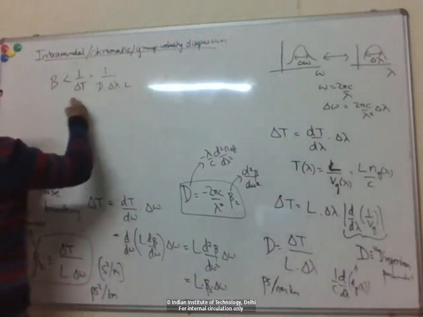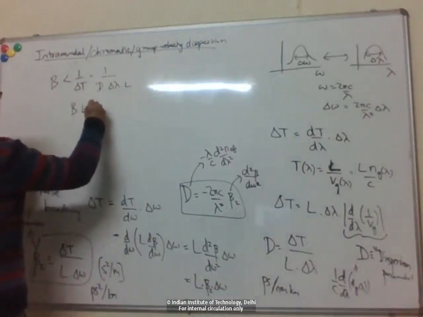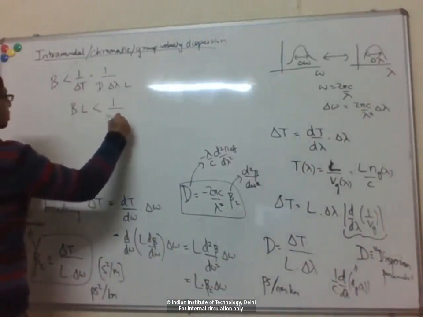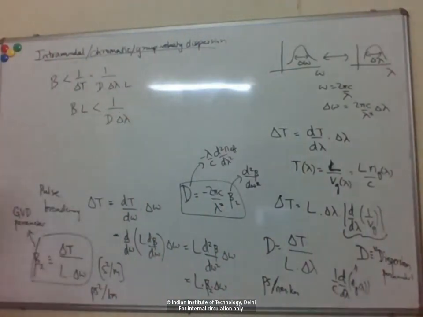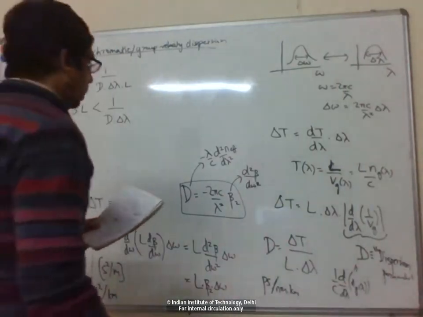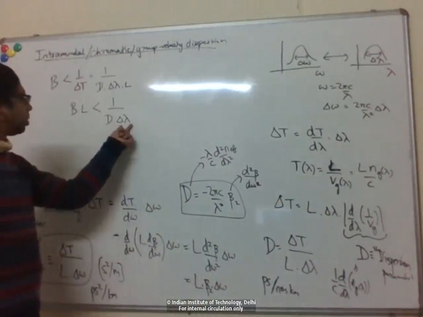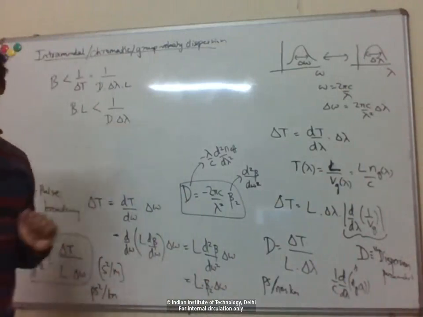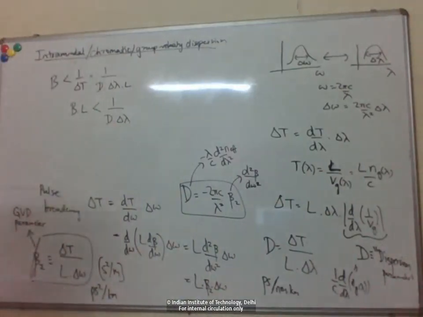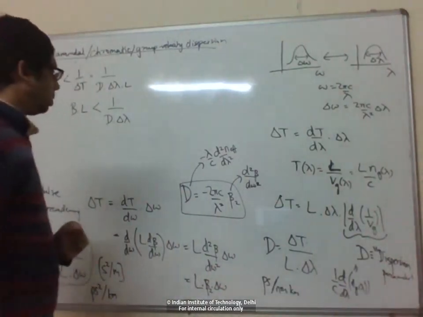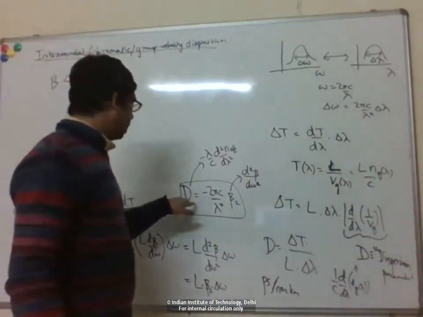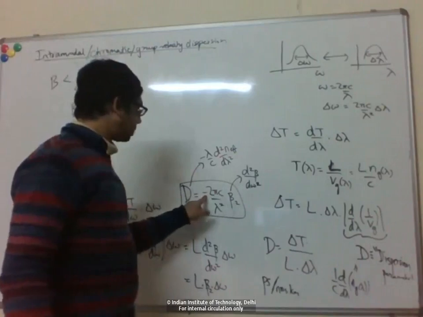So this is L. So bit rate times L is limited by this. Right, so we need a small dispersion parameter and also a small bandwidth for the source. One thing to note here is D and beta 2 have opposite signs. There's a minus here.